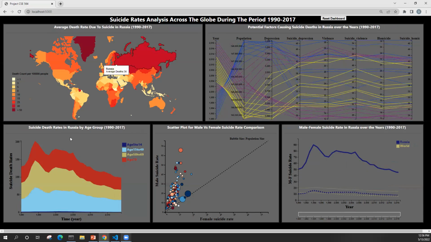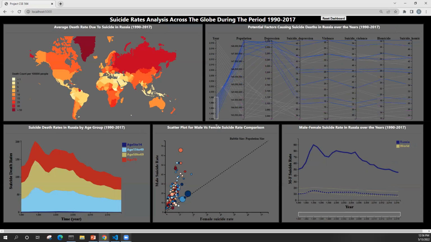Next, we can see the country of Russia. In Russia, we can see that there is a spike during the years 1990 to 1995. This can be due to the fact that during those years, there was the dissolution of the Soviet Union, the Chechen war, and incomes were dropping. Due to that, the depression rates were increasing, which we can see from this graph. And that's why it has seen an upward trend during those years.